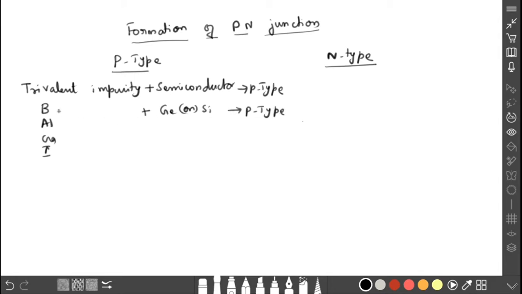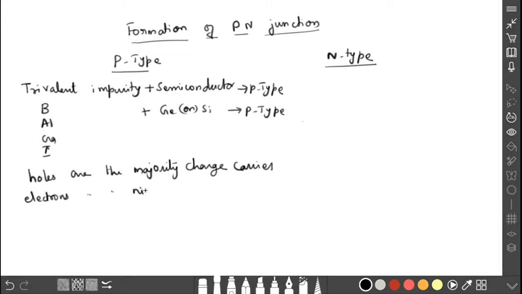And next, in P-type semiconductors, holes are the majority charge carriers, right? And then electrons are the minority charge carriers, right? And then this trivalent impurity is also known as acceptor impurity or acceptor atom.